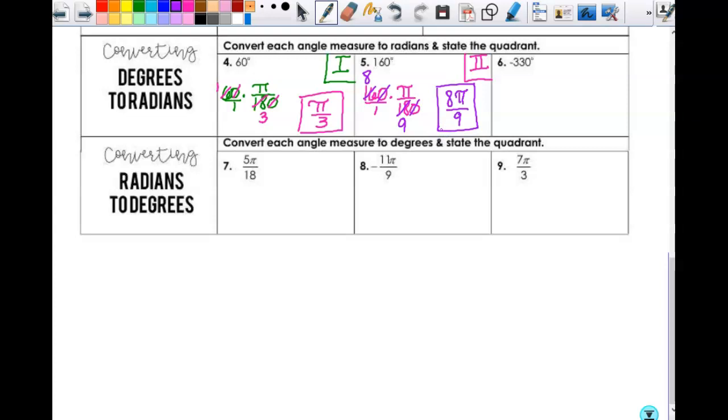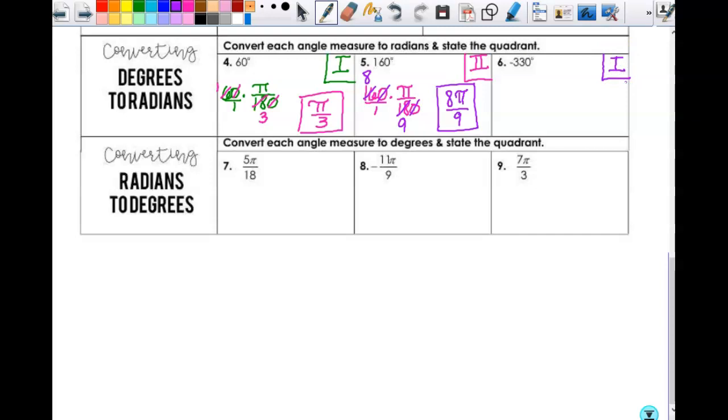All right, negative 330. What quadrant would I be in? First one. Negative 330. So negative 360 gets me all the way around, right? So I only have 30 more to go, so I'd have to be in the first quadrant. Does quadrant 1 make sense?